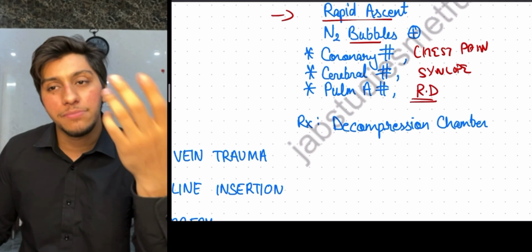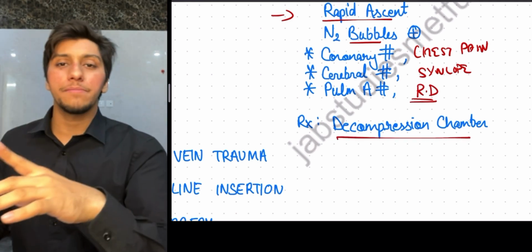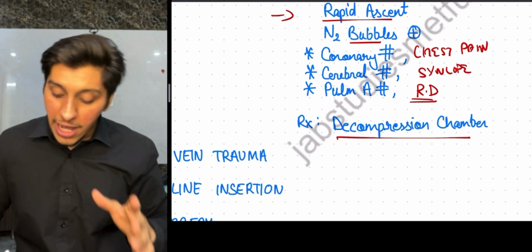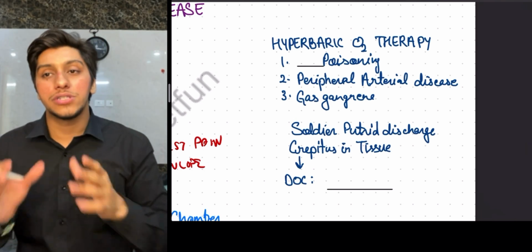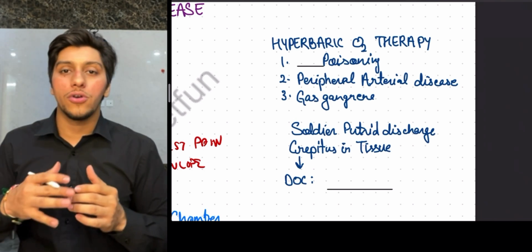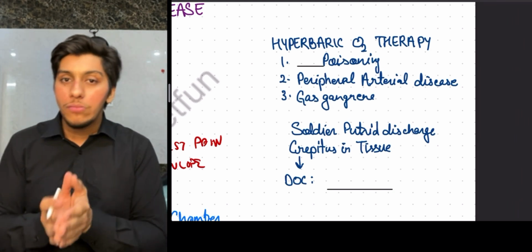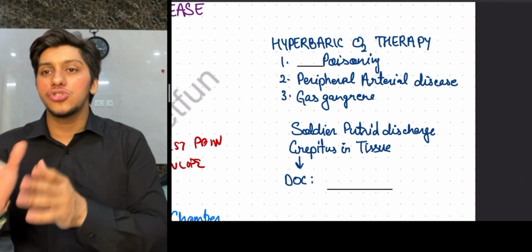So what is the management for decompression sickness? You have to do a decompression chamber. Now guys, a decompression chamber is not the same as a hyperbaric chamber. What is a hyperbaric chamber, guys? In a hyperbaric chamber, the management is completely different. Hyperbaric chamber is basically oxygen therapy. You should not give too much oxygen even to a normal patient, because you guys know oxygen is also like a drug. Too much oxygen is also dangerous. So there are certain treatments in which you have to give oxygen.